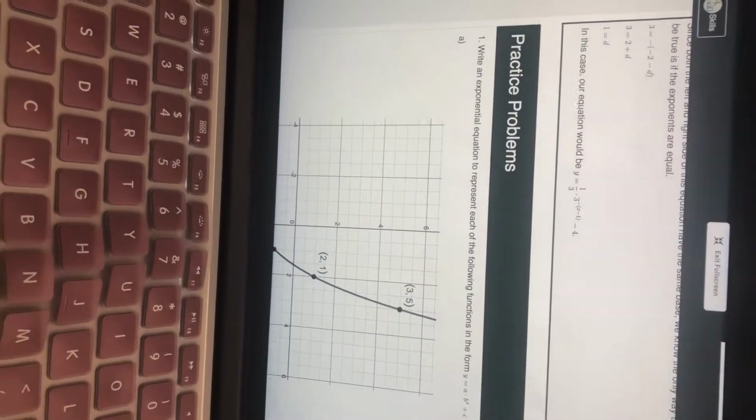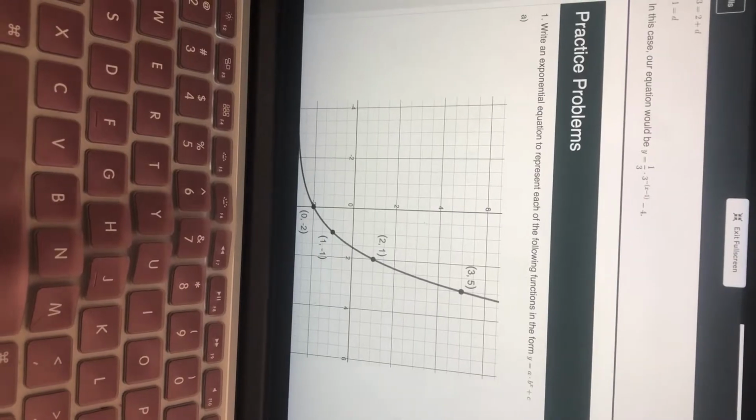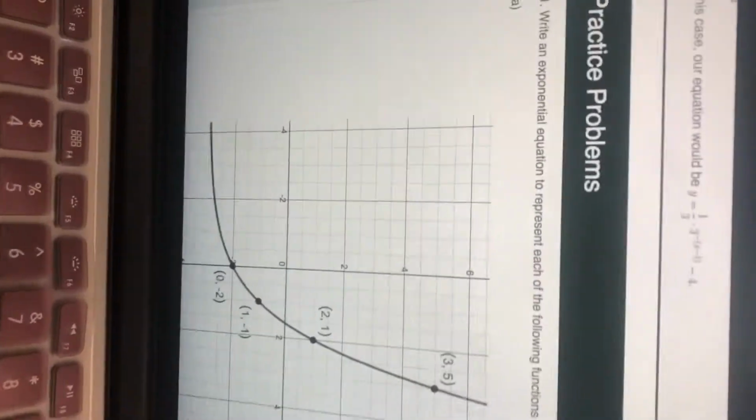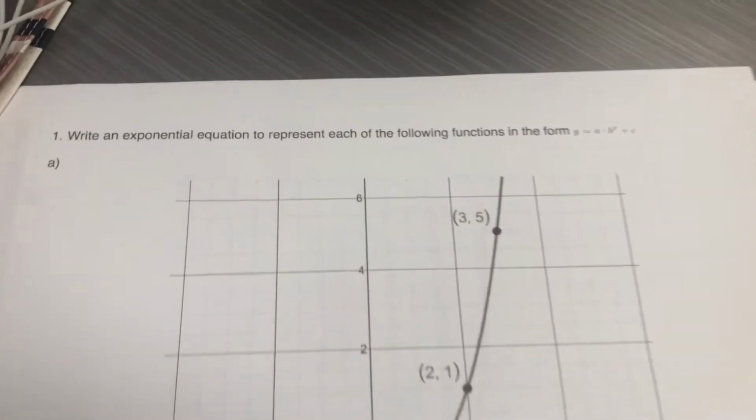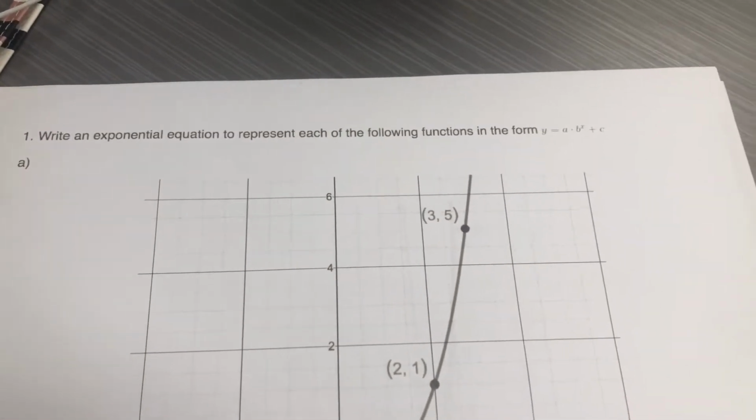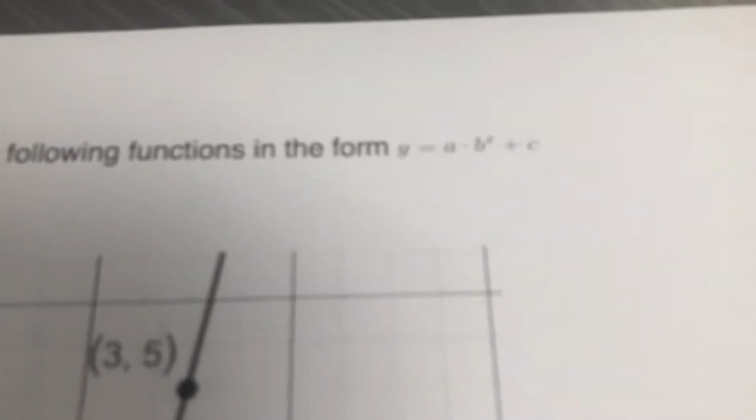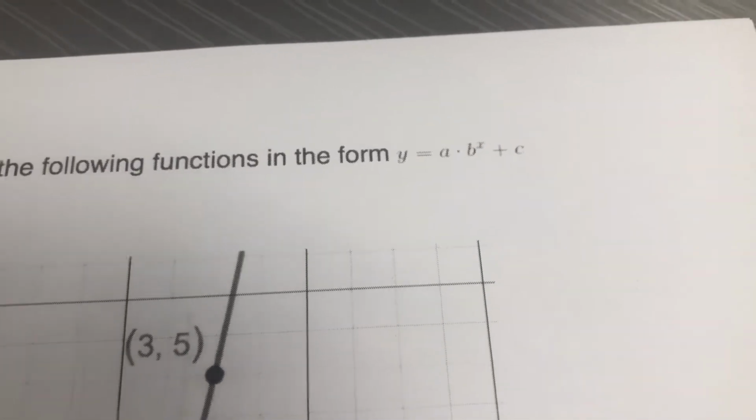Hi class, so I'm going to go over the practice problems from the equivalent exponential equations. So starting off with this one here, and I printed it off. Okay, so we need to write an equation to represent each of the following functions in the form a times b to the x plus c.